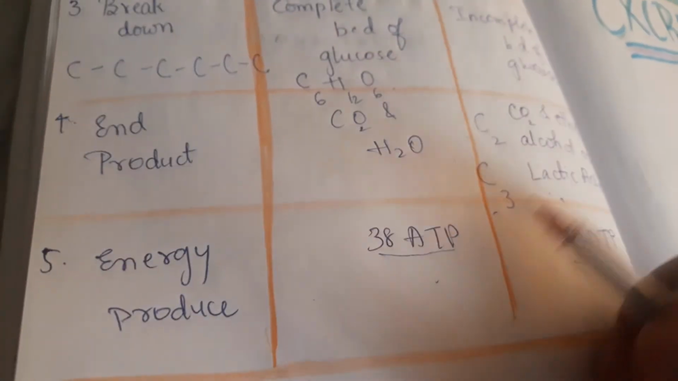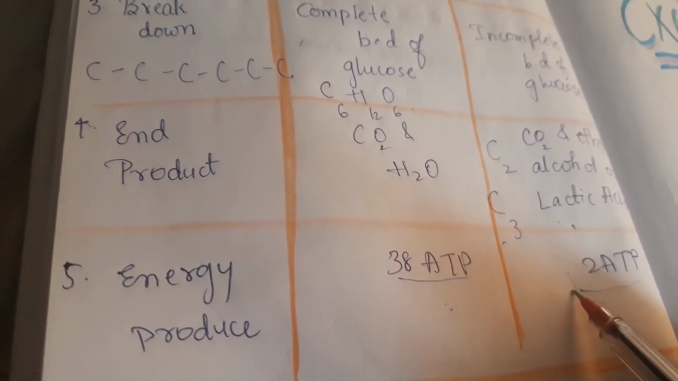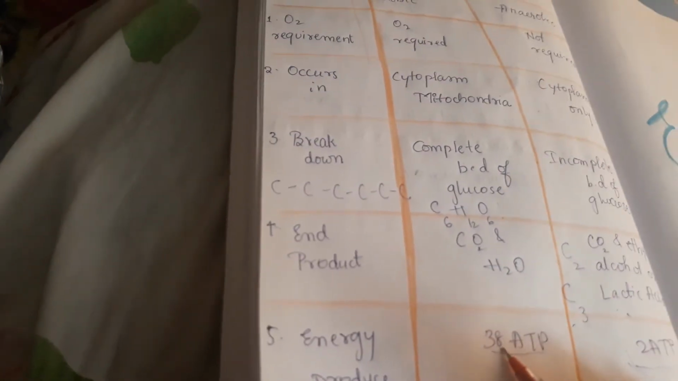When you see energy produced, in aerobic it is 38 ATP molecules, and in anaerobic 2 ATP molecules. That is why we say that aerobic respiration is more useful than anaerobic respiration. Why? Because much more energy is released when compared to this kind of respiration.